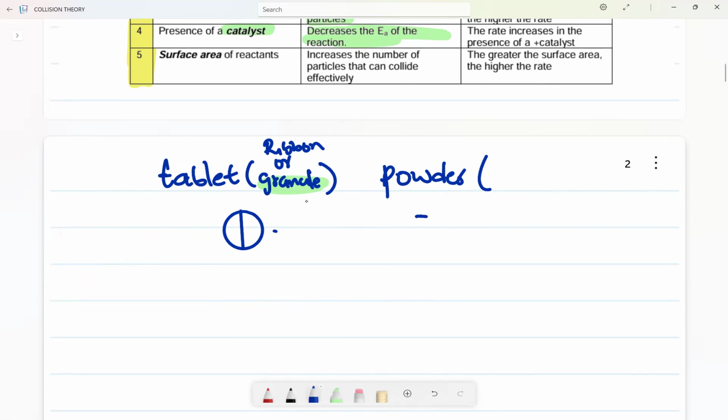Now the same tablet, but now it is in a form of powder. So it is the same tablet, but now in a form of what? Of powder. Okay, let's call this pill five grams. It has the same mass. Okay, same mass here, 5 grams, 5 grams.